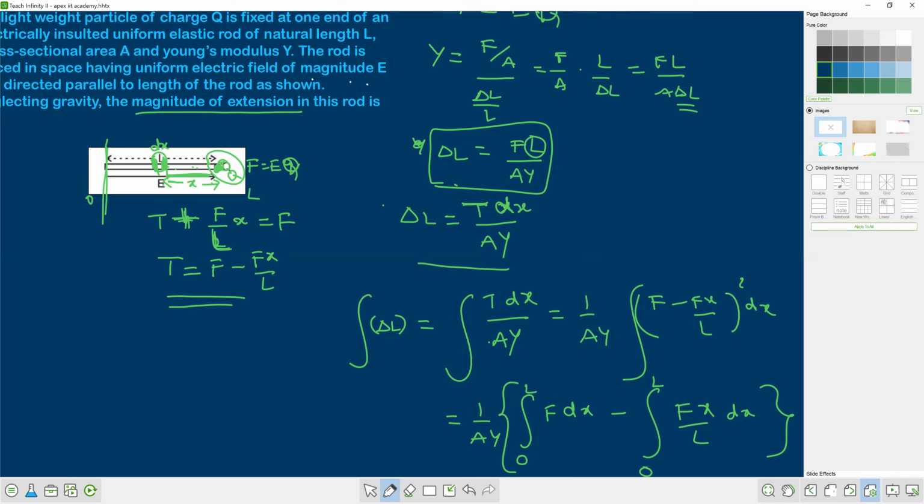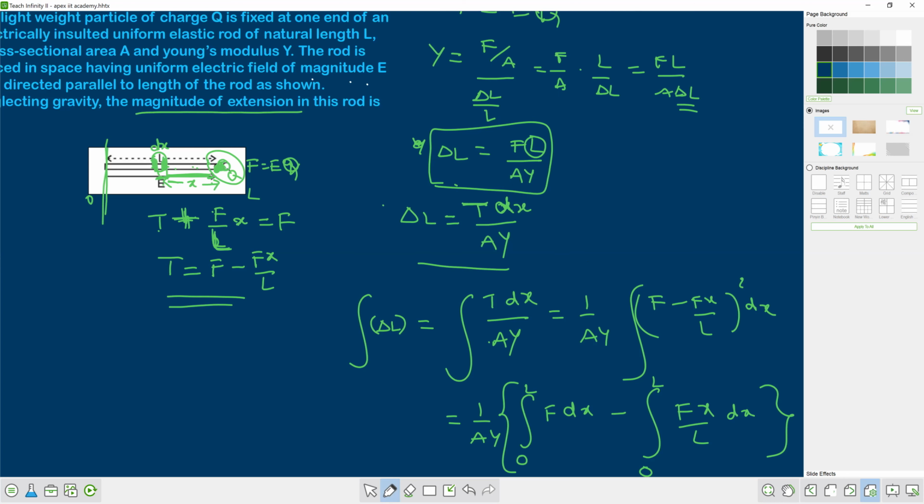If at this particular part the tension is T plus, and this tension varies linearly with x only, then the force per unit length into that x distance will be added from this point to this point. So totally T plus Fx by L equals the total force acting here, that is F only. So T equals F minus Fx by L.